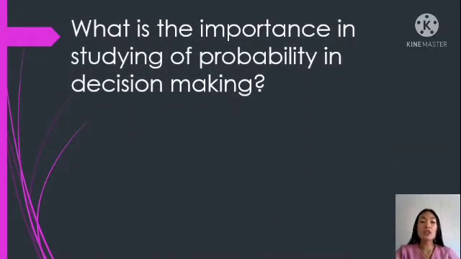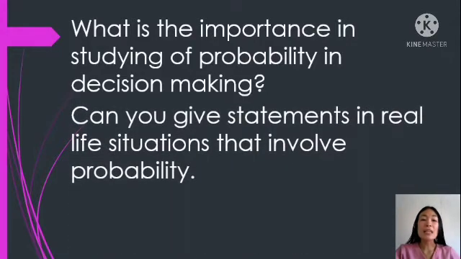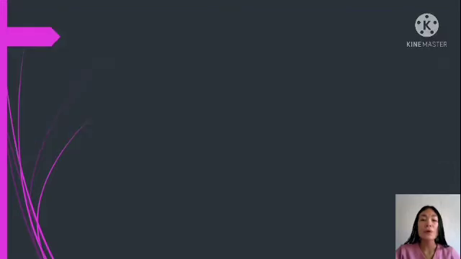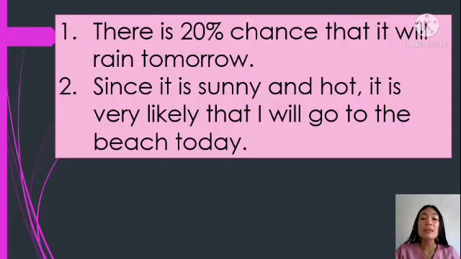Okay, so I have here a question. What is the importance of studying probability in decision making? And can you give statements in real life situations that involve probability? Okay, probability is important in making decisions because it will give us an idea whether we are going to take the action or not. It will give us an idea on the advantages and disadvantages of the action you are going to take into consideration.